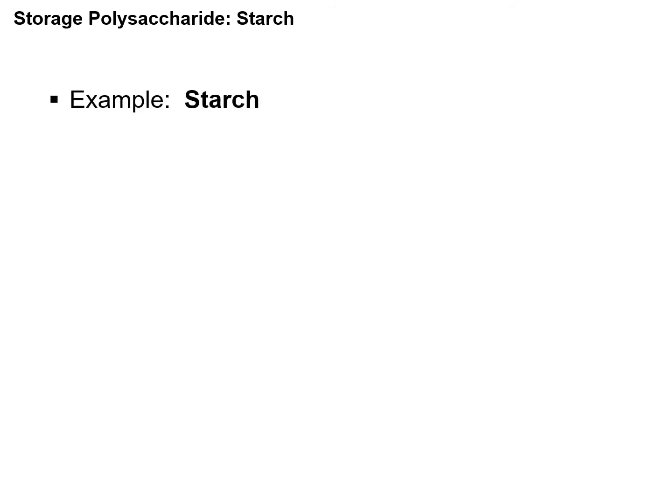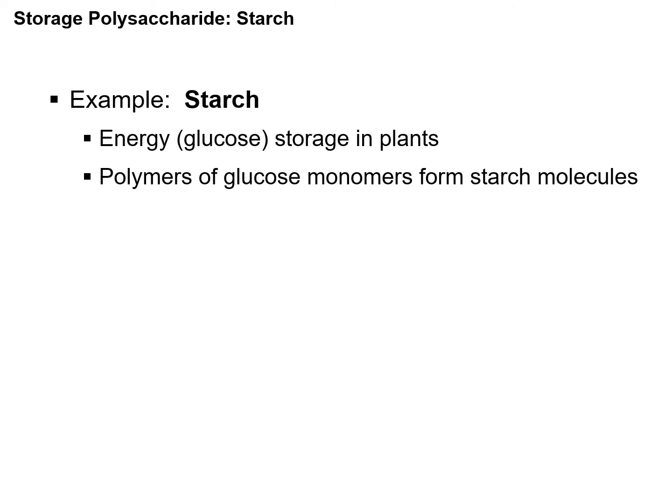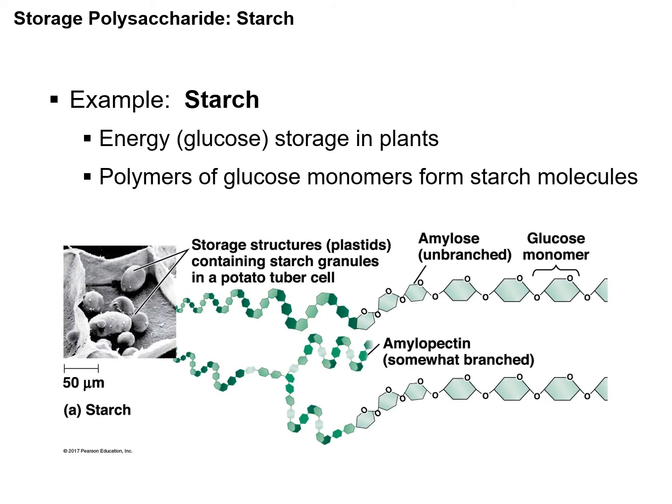Starch represents glucose or energy storage in plants. As a polymer, starch is composed of long chains of glucose molecules covalently bonded together. This illustration shows two types of starch molecules. And while you are not required to know the two different types of starch in the picture, I do want you to recognize that both are composed of the same glucose monomer.